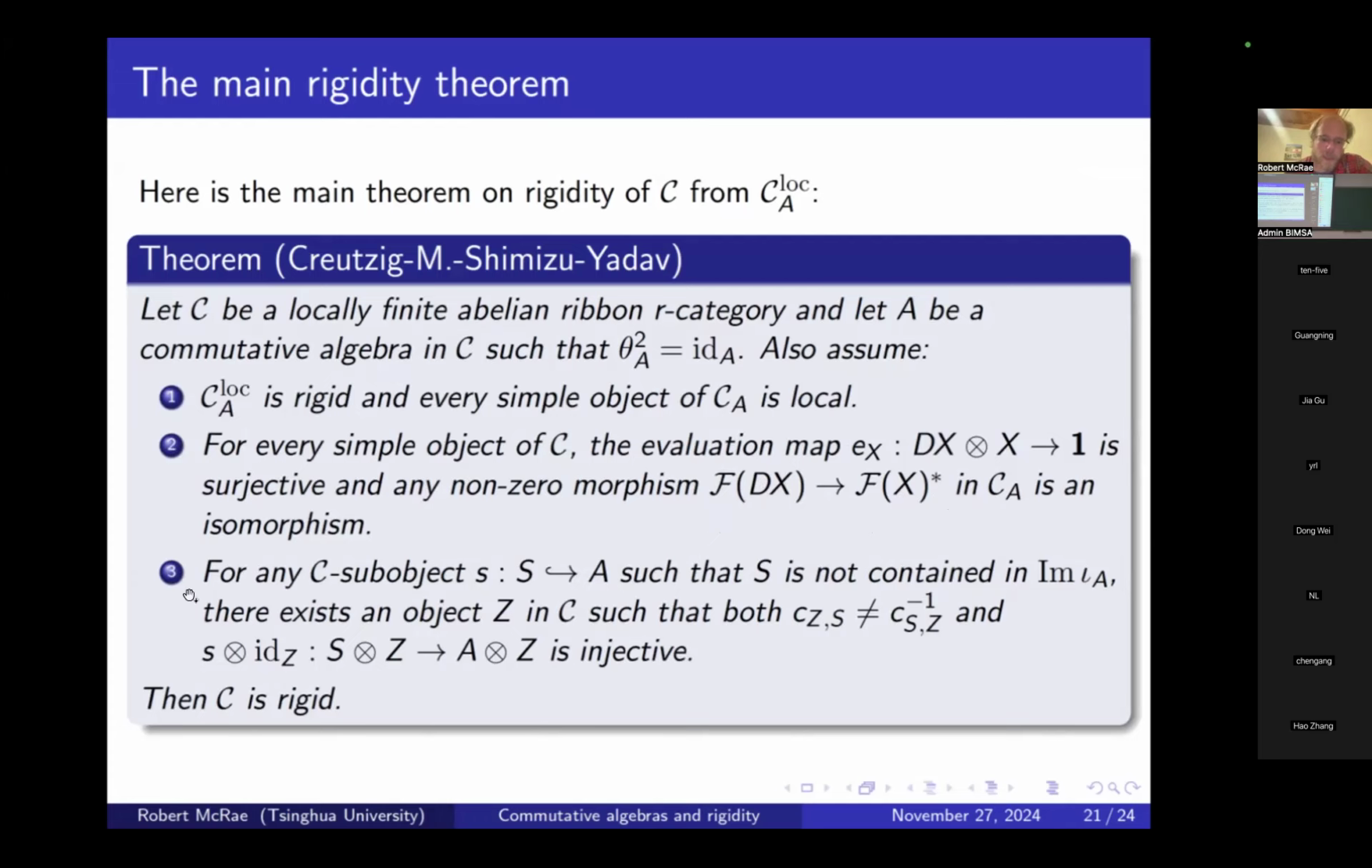And then this third condition is this mild non-degeneracy condition I mentioned. So essentially, for any non-trivial subobject of A, you want to show there's some object that's not in the Muger centralizer of this non-trivial subobject that also satisfies this injectivity condition. So it's just some technical assumption that we have to assume. So under all of these conditions, C is going to be a rigid category because it will embed into the Drinfeld center of CA, which is rigid.